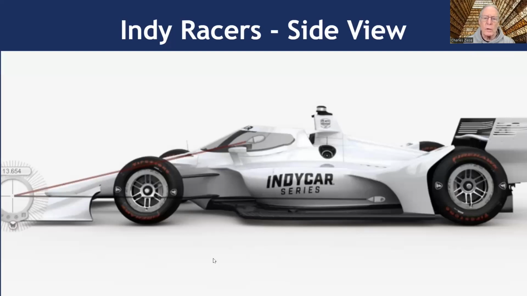Here's a side view of an Indy car, and you can see the 13.654 degree angle, which is half of the 27.309. You can say, well, why would they do that only on the top of the vehicle? You can see that in the front of the car, the underside is flat. The reason for that is that they want to have the air pressure keeping the car down on the ground to control stability.